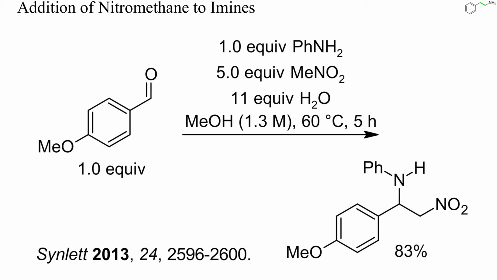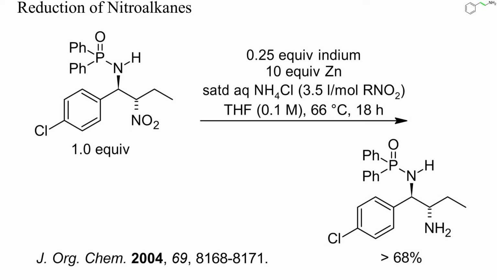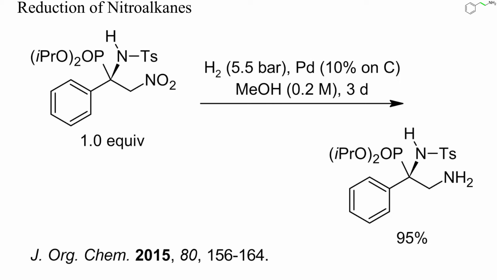These products are as unstable as Mannich products and may decompose into the starting materials upon heating or treatment with acids or bases. Their reduction to primary amines therefore requires some optimization. The stability of these compounds increases by acylation, sulfonylation or phosphorylation of the benzylic amino group. Here, a phosphorylated nitroamine was reduced with zinc and indium under acidic conditions, without C-C bond cleavage. In this example, the reduction of the nitro group succeeded by catalytic hydrogenation in methanol.